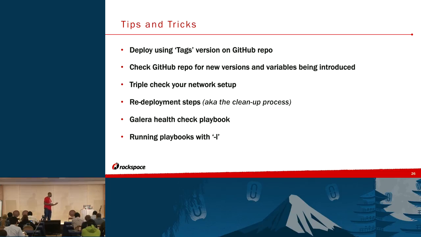The branch will say Icehouse, Juno, Kilo, and that's all great. But if you actually look at the tags, you'll realize that there are multiple revisions of those releases in between, and they make updates to them. So knowing exactly what you're deploying is very important with OSA.